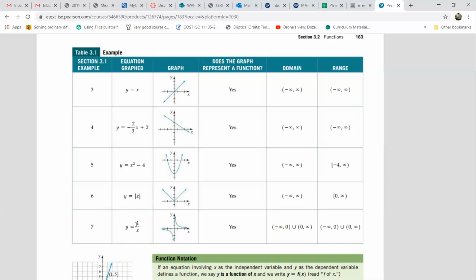The name of this function is reciprocal function. The graph of the function, as you can see, is like this with two separate parts. First of all, this is a function. It passes the vertical line test. How about the domain of the function? When it comes to the domain, since the graph has two portions, two subgraphs, the domain can be written as the union of two intervals.